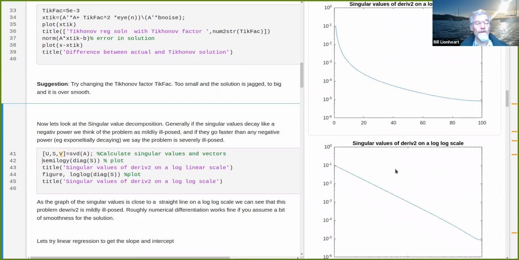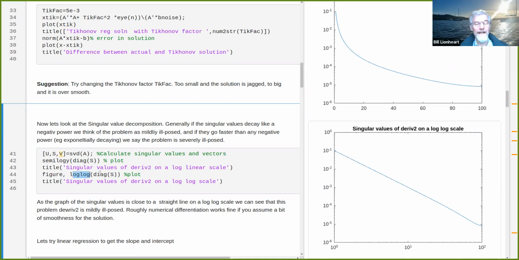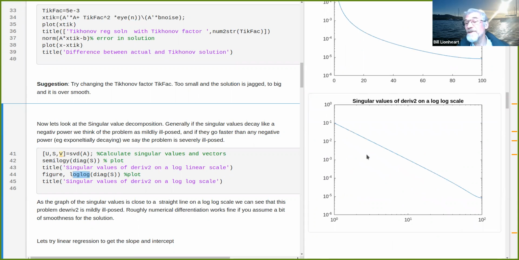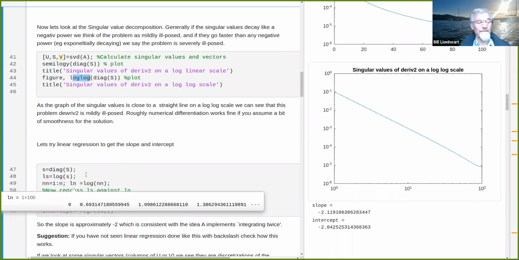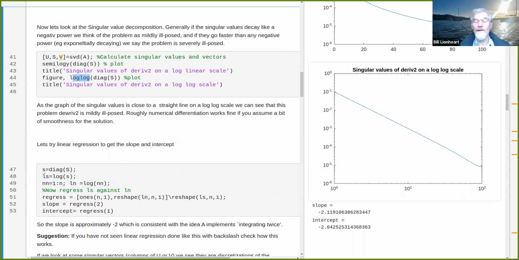And so if we plot on a log-log scale, loglog of diag of S, we see it's pretty much a straight line, meaning that it has a power law, so we can do the slope and intercept of that graph to get the power law. Let's try and do this. You can do the slope and intercept, the linear regression, how you like, but actually it's easy to do it with backslash. So I make a vector of the n's, 1 to n, and a vector of the logs of the n's. We also make a vector of the logs of the singular values. I had to reshape, of course, as some of these end up as row vectors.